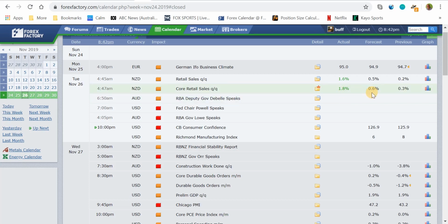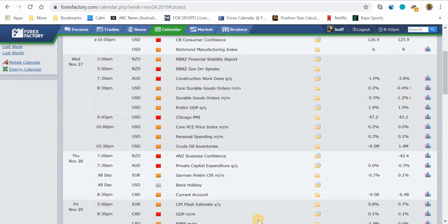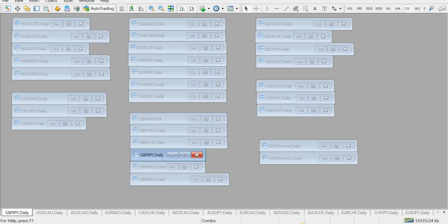See this one here, forecast 0.6%, coming at 1.8. This one, 0.5, coming at 1.6. Experts aren't so expert sometimes, but they're smarter than me, I guess. All right, let's switch to the charts. We've got it down here.